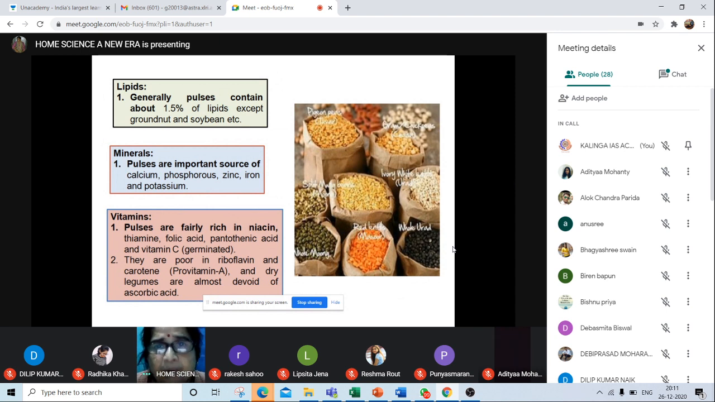also. When you are taking it in the dry state, you will not get the vitamin C. But when you are taking the germinated, that is Bengal gram or green gram, you are germinating it, you are getting vitamin C. They are poor in riboflavin and carotene, and dry legumes are almost devoid of the ascorbic acid, that is vitamin C.